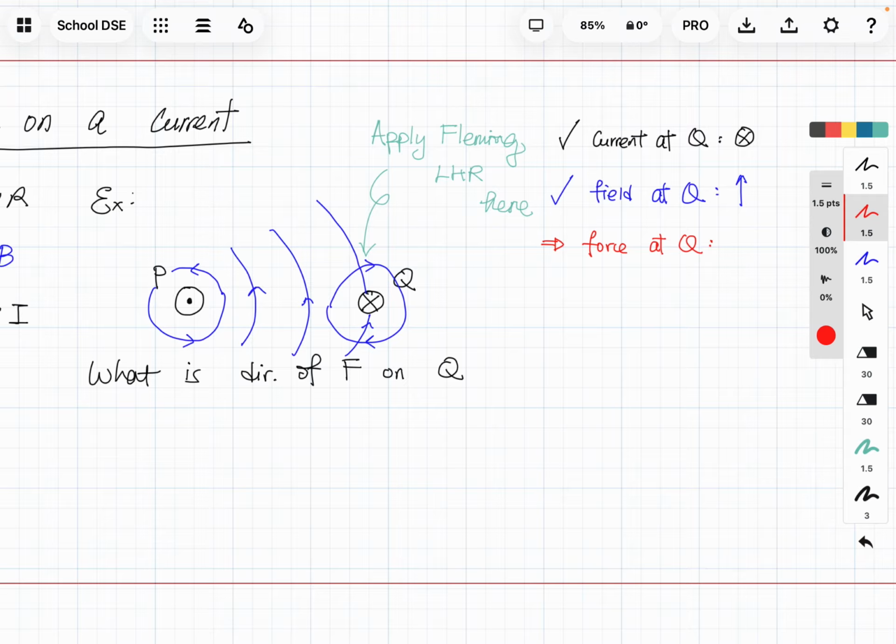For the second case, it's a negative particle, but I can pretend that it is a positive particle. So we just do the same as before, velocity going this way, magnetic field going into the page, so the force should be going up. But it is negatively charged, therefore we should reverse the answer, so the force becomes going down.